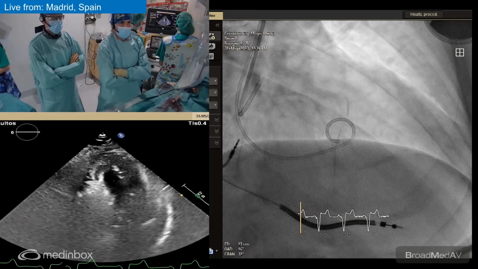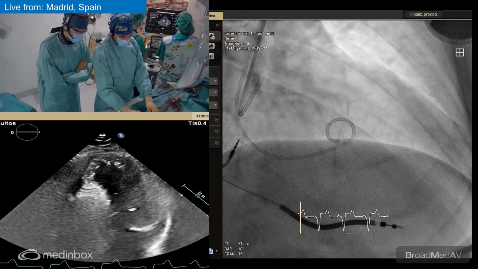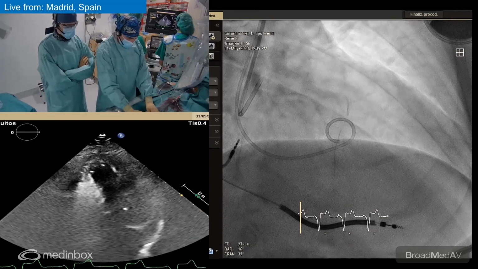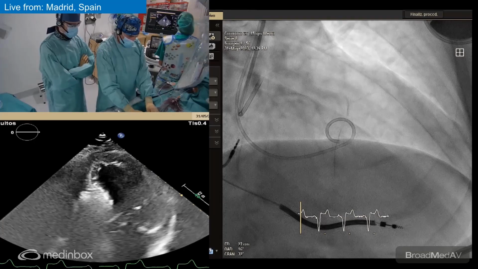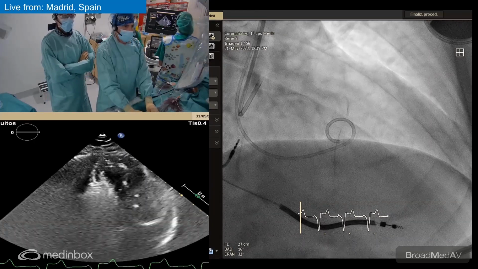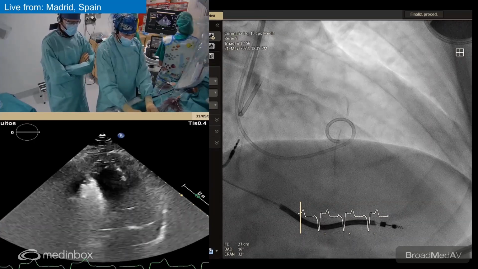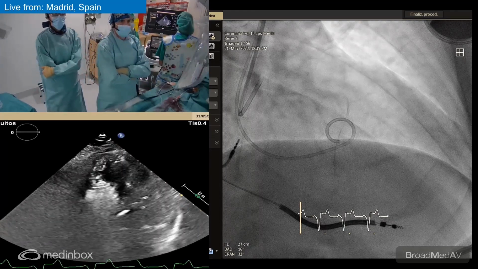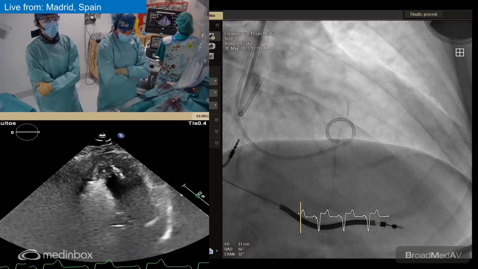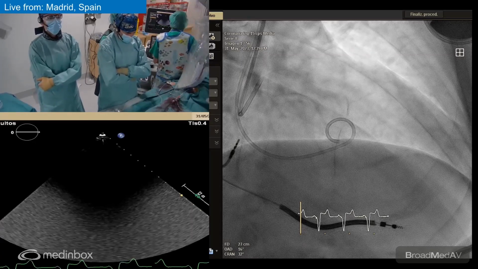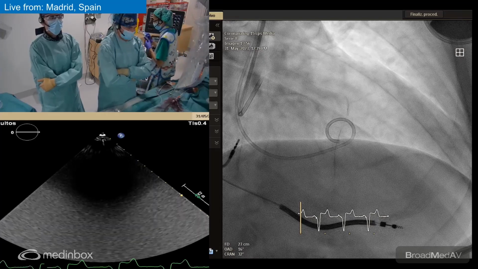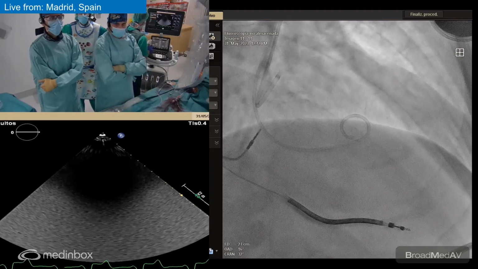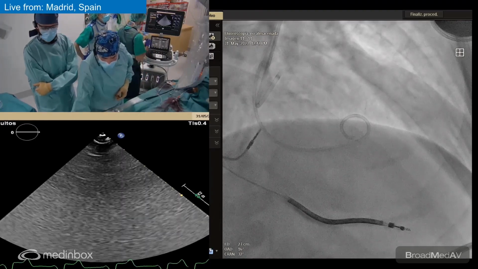What do we do? One more or...? I've already given 1.5. Then up to 2. Okay, yes. We're injecting 0.5 more and probably stop. And then we start with the chronometer, 10 minutes more. The balloon is in place. Let's wash the catheter a little.